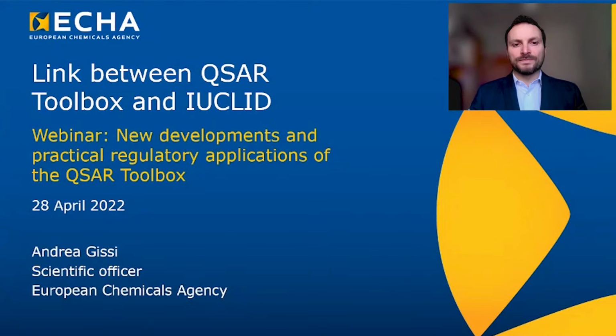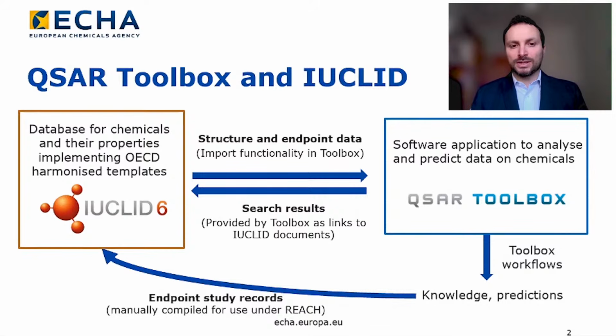We will now see the link between the Qsr Toolbox and Euclid. Euclid is a database for chemicals and their properties implementing OECD harmonized templates. Data for REACH substances are submitted in this format. Euclid is now connected with the Qsr Toolbox, and this is done via a plugin.